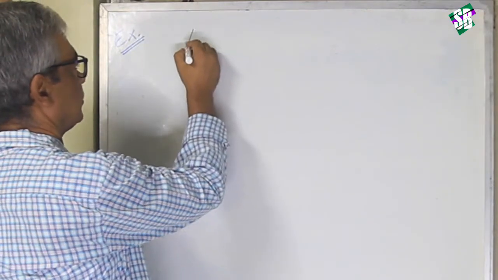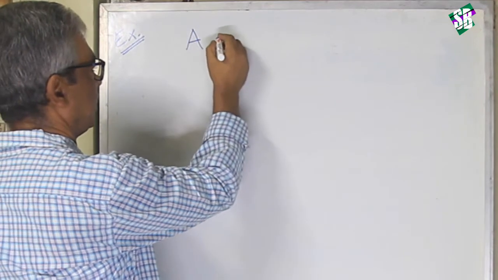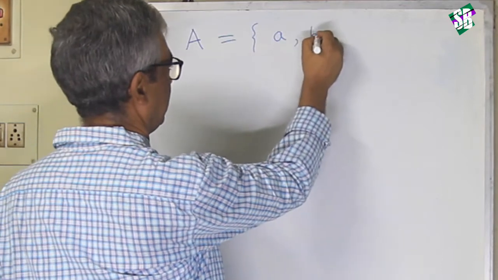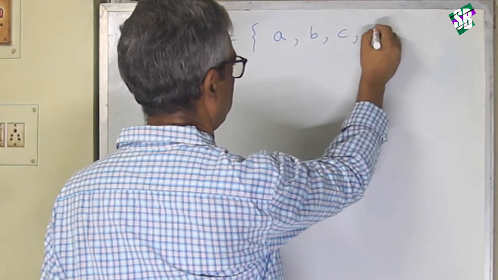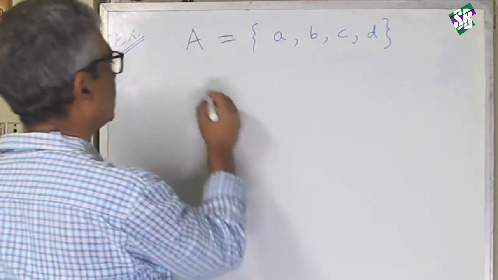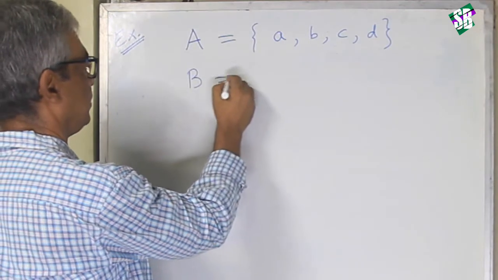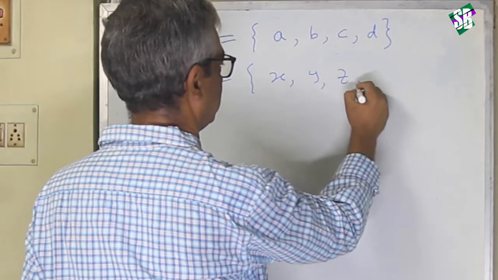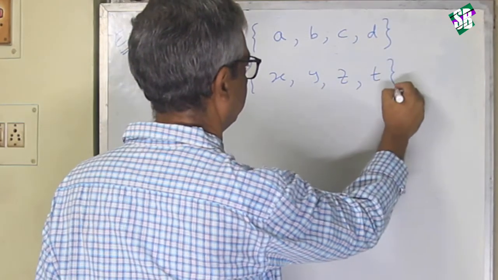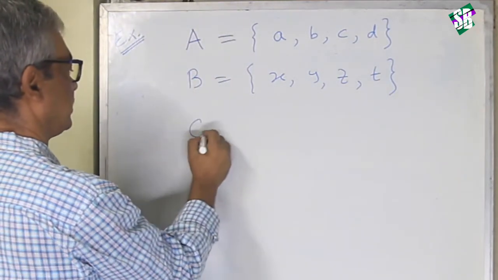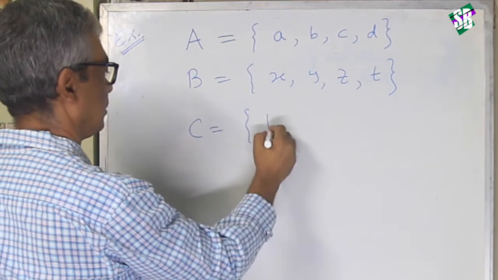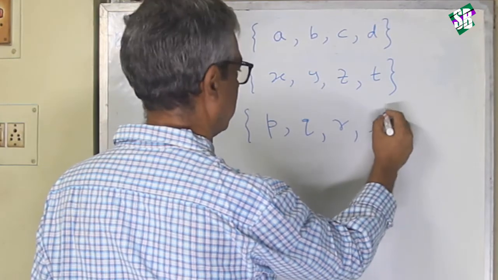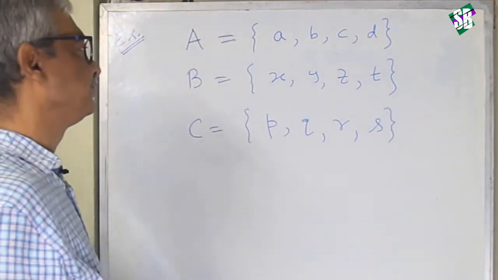Let us take three sets A, B and C. Let A be {a, b, c, d}, and let the set B be {x, y, z, t}, and let the set C be {p, q, r, s}. Okay?